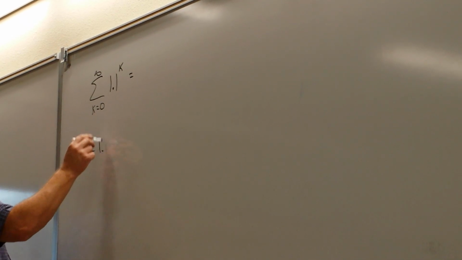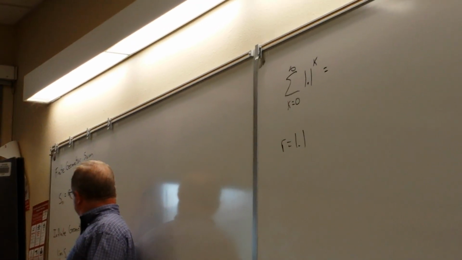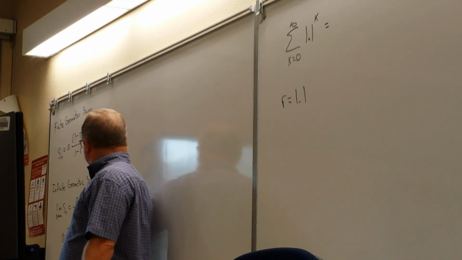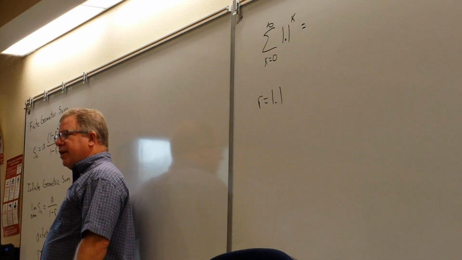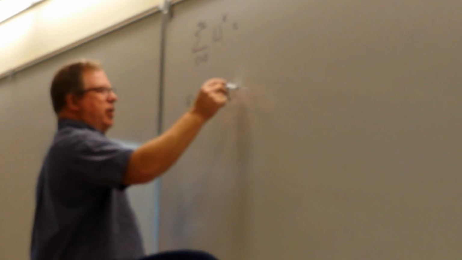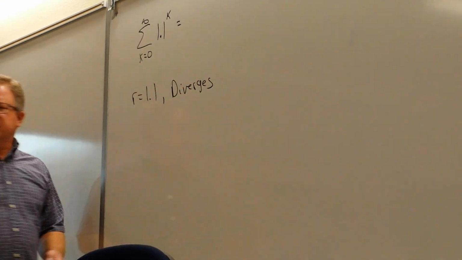What is it that's being raised to a changing exponent? 1.1, that's R. Does that satisfy this condition? No. 1.1 is not less than 1. So if it does not satisfy this condition, can we use that formula? No. What happened in all cases where absolute value of R was not less than 1? They converged or diverged? Diverged. Diverges. Sweet. Problem's finished.